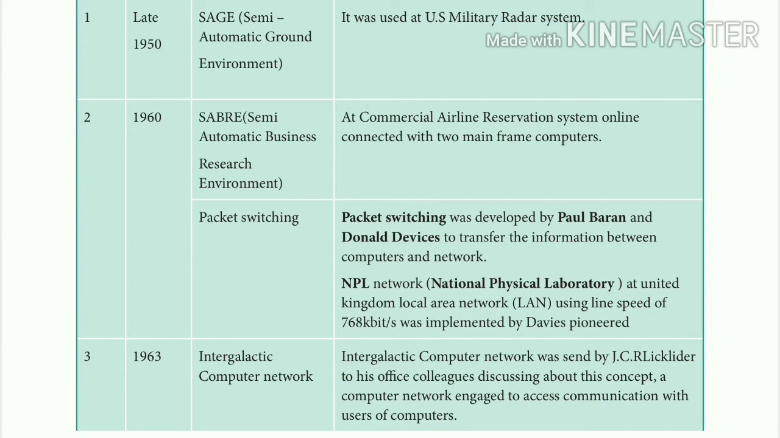It uses the NPL network, which means National Physical Laboratory Network. They first coined the word LAN, which means local area network. The speed of transferring data is 765 kilobits per second. Okay, so this is very slow compared to right now, but you can see that in the 1960s, it is a great breakthrough.